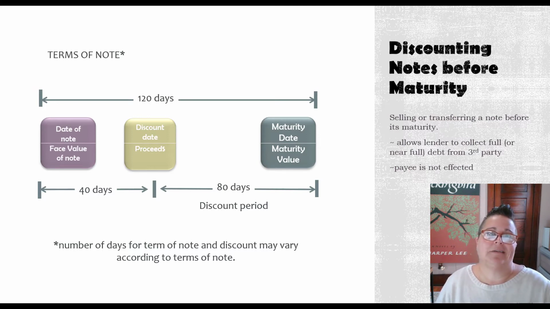This is just a nice little graphic to sort of show you. You've got the start date, you've got the maturity date, and the discount date is going to be somewhere in the middle. It doesn't always split it evenly, but it's going to be someplace in between them.